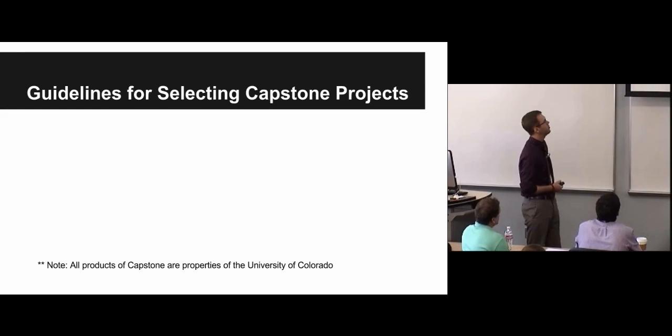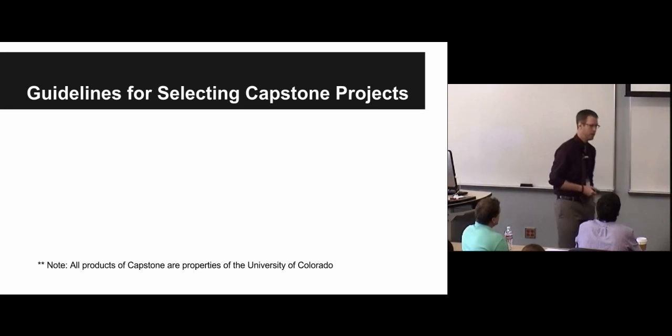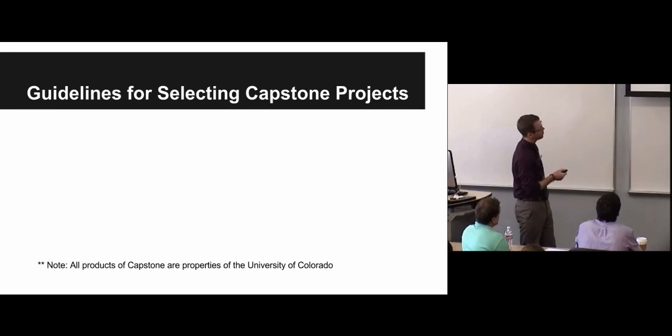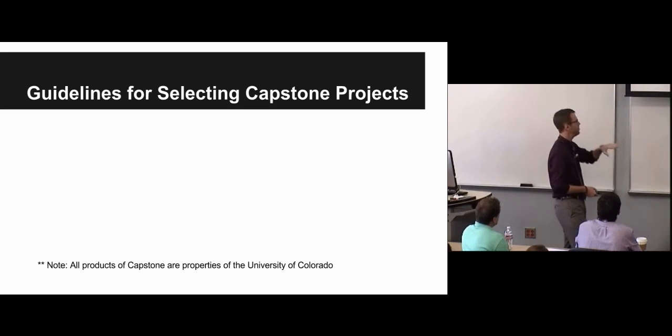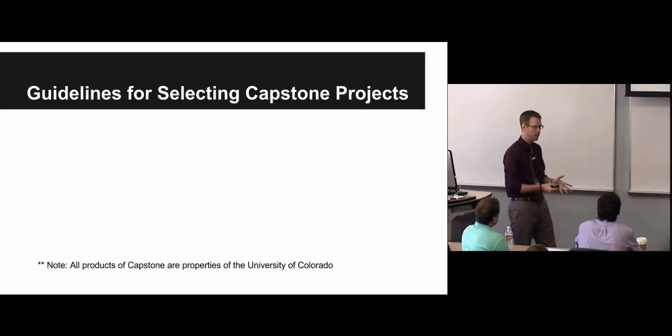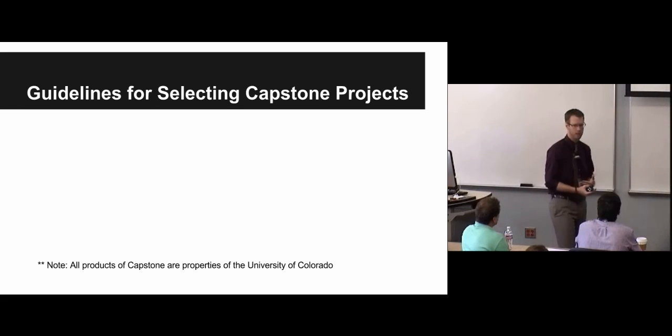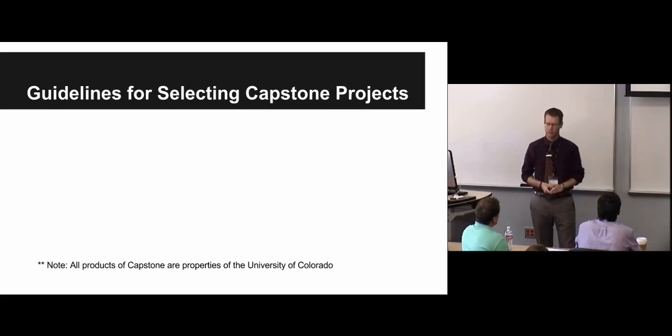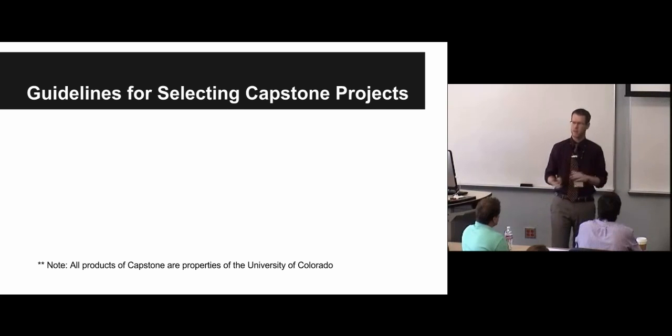And now let's just talk about some of the guidelines for selecting a project. So I do have at the bottom here, please note that all of these deliverables and modules and databases, all these data and project information, this is going to become property of the University of Colorado, and this is the nature of research at this institution. So it's not a bad thing, it's just the way things are.